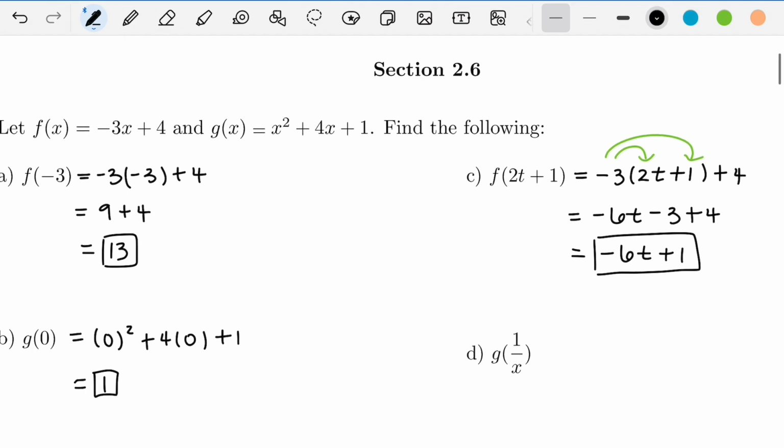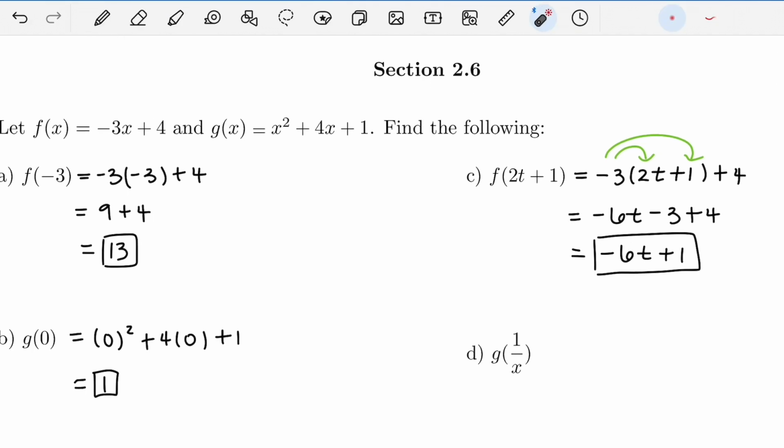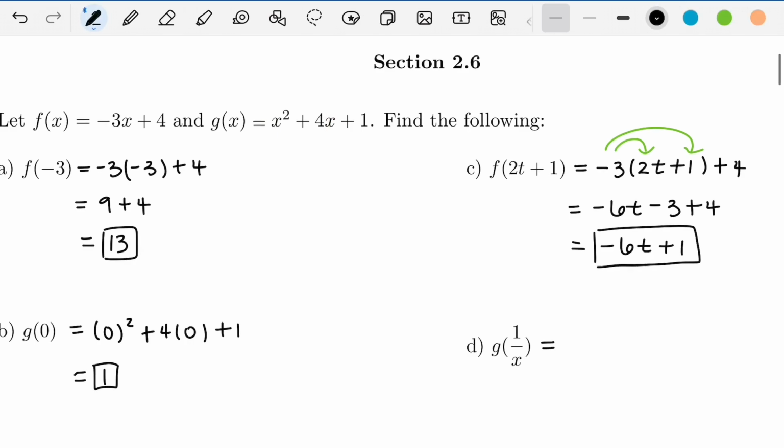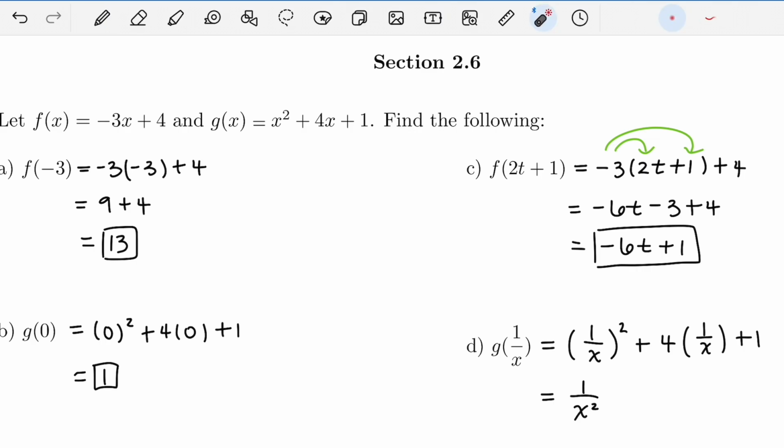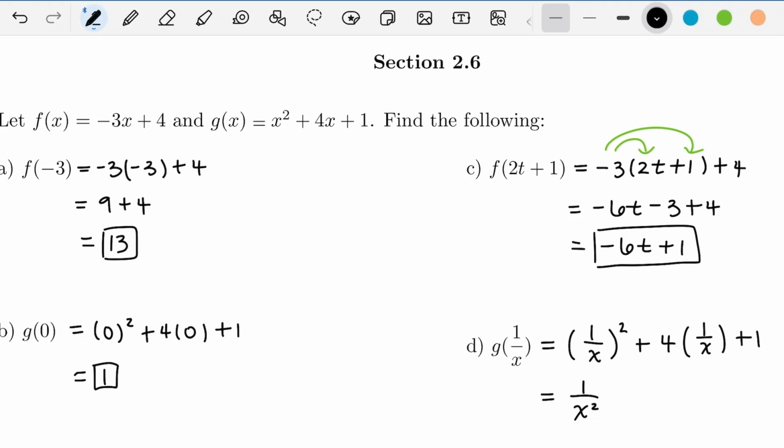All right, now for D here, we're looking at g of x when x is equal to 1 over x. So we're still just going to plug this whole thing into our x values here. So this will be 1 over x squared plus 4 times 1 over x plus 1. And then if we want to simplify this further, this would be 1 over x squared. When we have a fraction like this with an exponent on the outside, this exponent is going to apply to both the numerator and denominator of our fraction. And then we're going to get 4 over x for our second term plus 1 here. So that's as far as we'll simplify this.